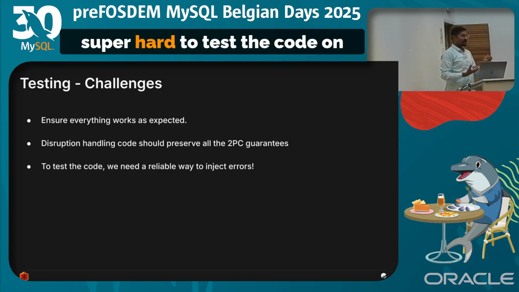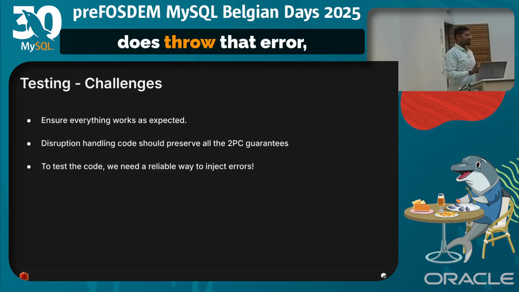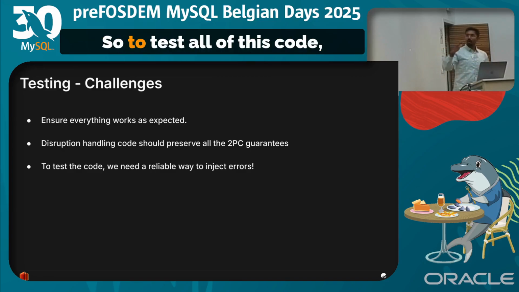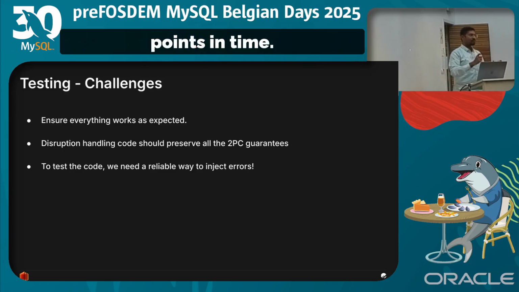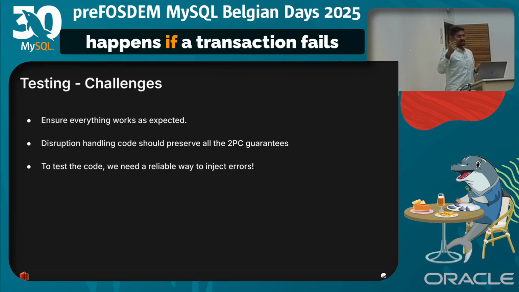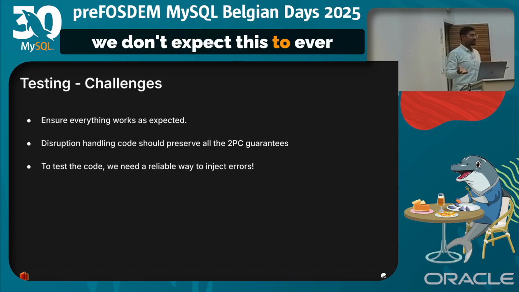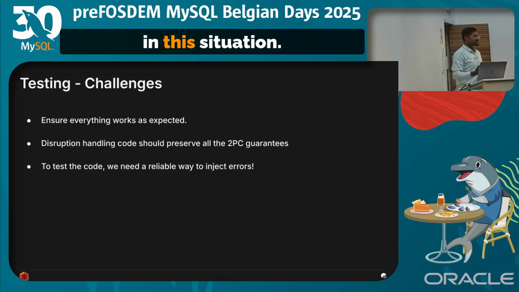But that also means that it's super hard to test the code on VTGate for the situations where VTTablet does throw that error, because we're actively adding code to prevent that situation from happening. So to test all of this code, we needed a reliable way to actually inject errors into the system at different points in time, because we want to check what happens if a transaction fails after it has said that it is prepared. Although again, we don't expect this to ever happen, we still want to test what VTGate would do in this situation.